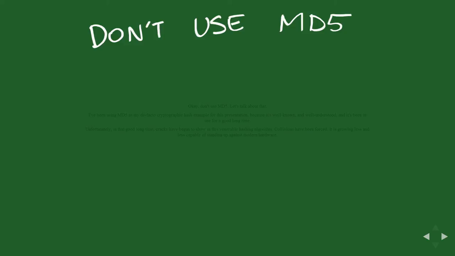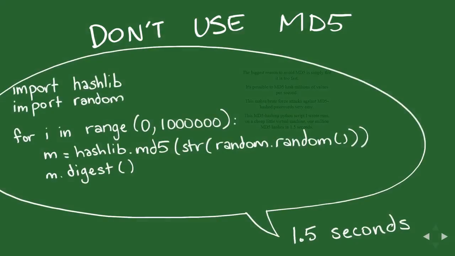Let's talk about that. I've been using MD5 as my de facto cryptographic hash example for this presentation because it's well known and well understood, and it's been in use for a good long time. Oh, that whole sentence just needs to be discarded. Well, we're going on anyways. Unfortunately, in the good long time that MD5 has been in use, cracks have begun to show in its venerable hashing algorithm. Collisions have been forced. It's growing less and less capable of standing up against modern hardware.